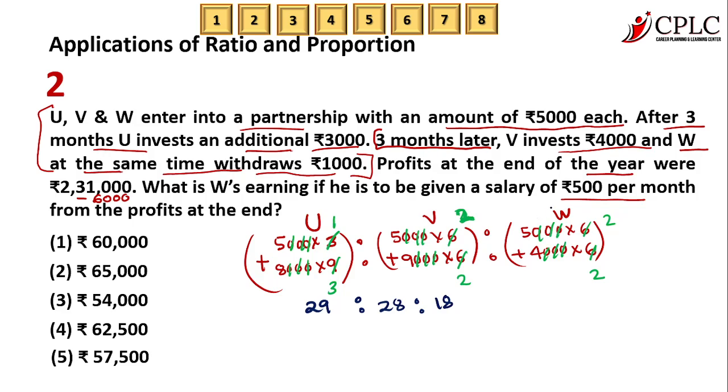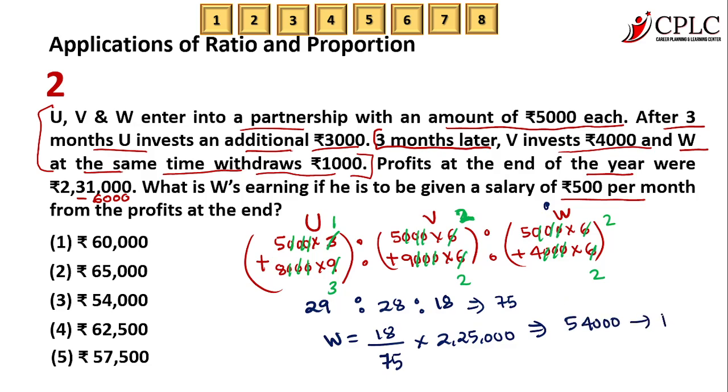Now let's calculate the profit. So calculate the profit of W. So W's profit is 18 parts out of total. So total becomes 75, 29 plus 28 plus 18. And the total profit was 2,25,000, not 2,31,000. I hope you understand that. So we'll have to do this calculation also. So 75 threes are 225 and 18 threes are 54. So this is 54,000, which is W's profit share.